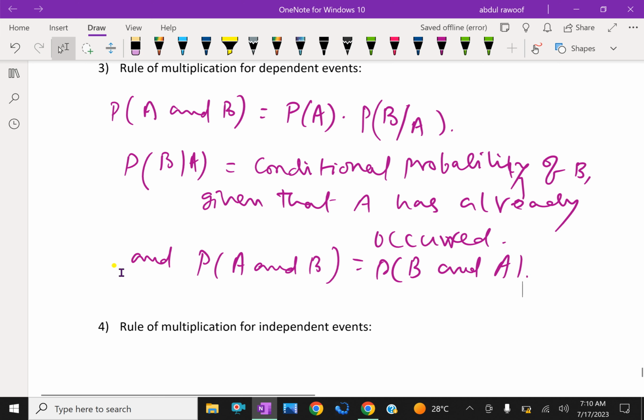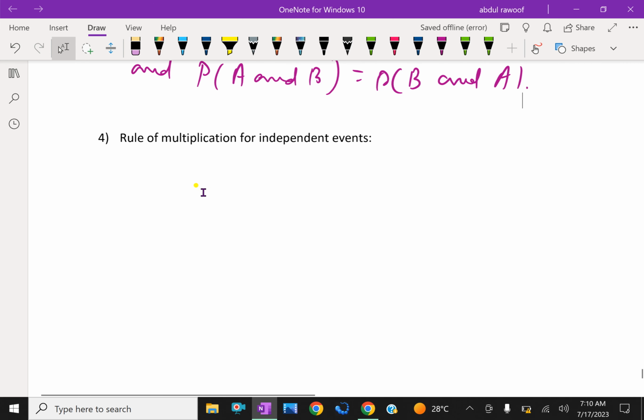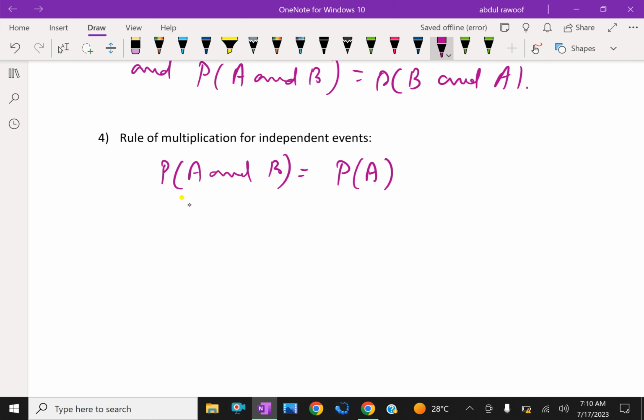Of course, the fourth one, the rule of multiplication for independent events. Two events A and B are independent if the occurrence of A is not connected in any way to the occurrence of B. That is, here you can say P of A and B is equal to P of A times P of B.